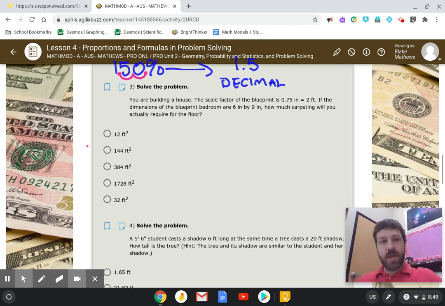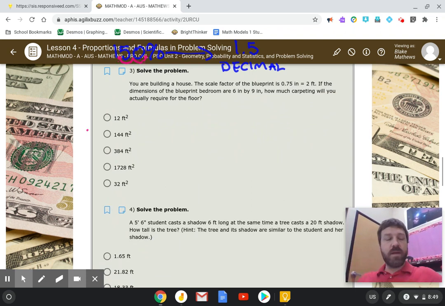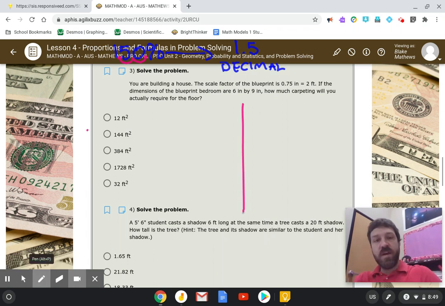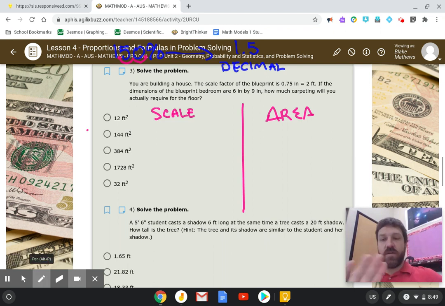Then it gets a little bit more complicated. Number 3, you are building a house. The scale factor of the blueprint is 0.75 inches equals 2 feet. If the dimensions of the blueprint bedroom are 6 inches by 9 inches, how much carpeting will you actually require for the floor? There are 2 steps to this process. The first part of the process is to use the scale factor. And then the second part of the process is going to find the area of the floor. So we're going to have 2 steps. I'll get you started on the first step.